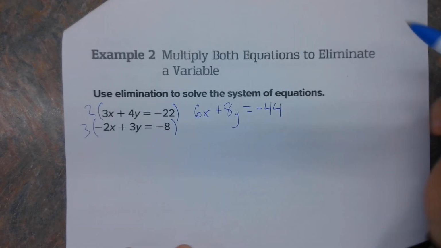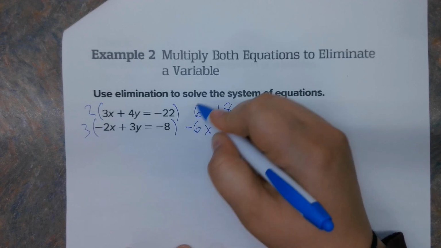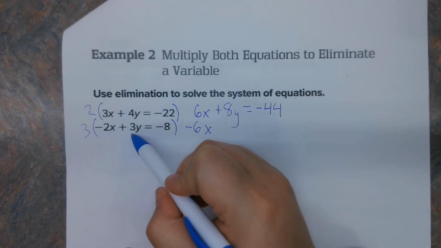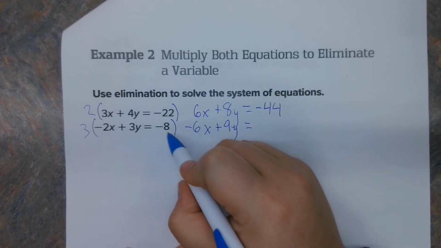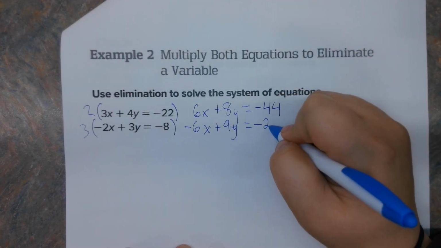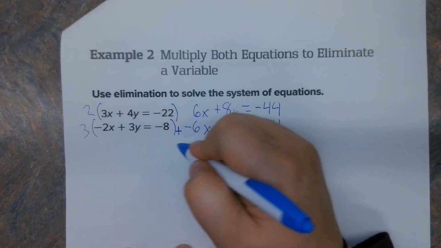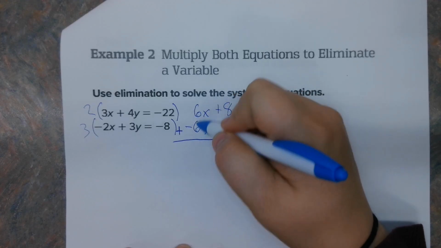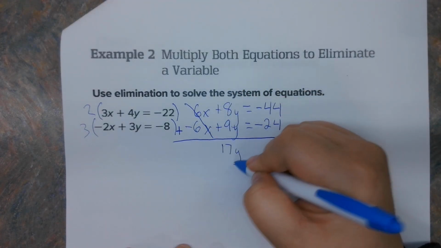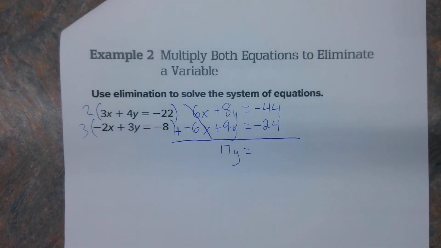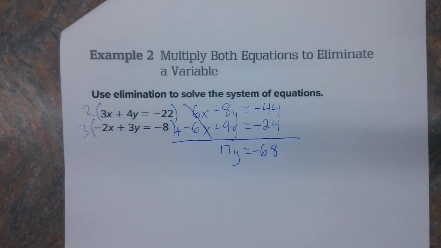Now we got to do the second one. 3 times negative 2x is going to be negative 6x. There's our opposite sames. 3 times positive 3 is going to be positive 9y. And then 3 times negative 8 is going to be negative 24. I have my positive same coefficient, so I can add. 6 plus negative 6 cancels out. 8 plus 9 is 17y. And then negative 44 plus negative 24 is negative 68.